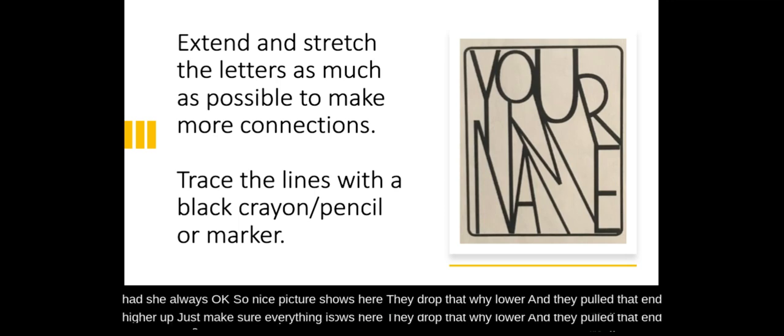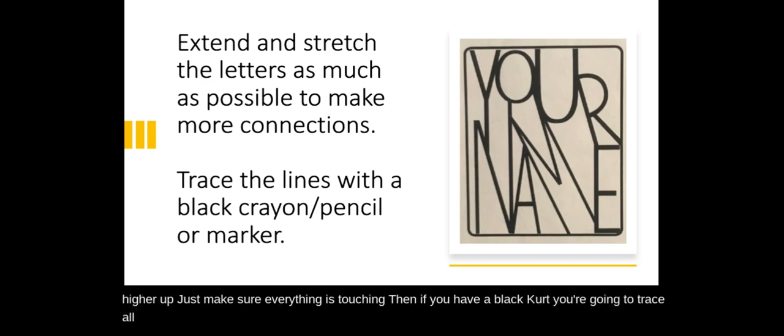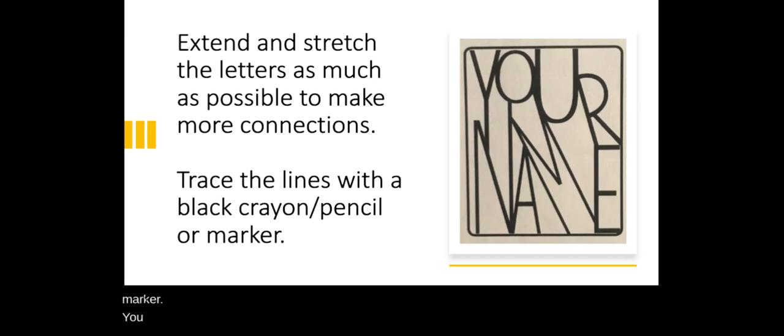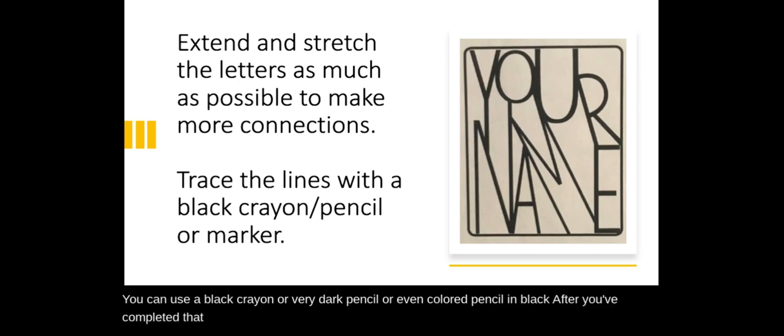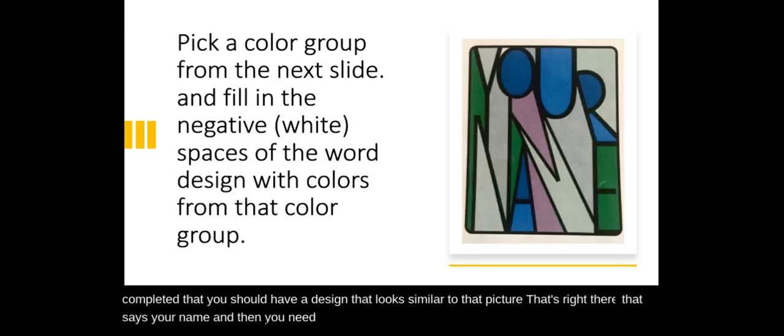Then, if you have a black marker, you're going to trace all of those lines that you've made and make them nice and dark. Now, if you don't have a marker, you can use a black crayon or very dark pencil, or even your colored pencil in black. After you've completed that, you should have a design that looks similar to that picture that's right there that says your name. And then we're going to start filling in with color.